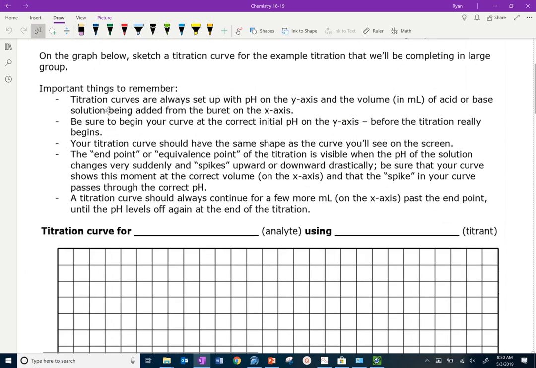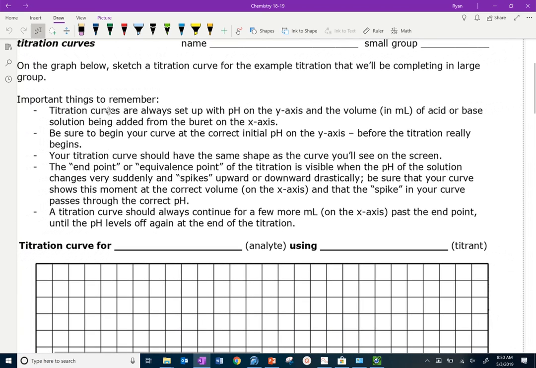One, we want to make sure we've got the axes set up right. So make sure you've got the pH on the y-axis and your volume on the x-axis. In this case, it says here volume of acid or base. We're adding the NaOH, so your graph here would be volume of NaOH that you've added in milliliters. Make sure to start your curve at the correct initial pH.